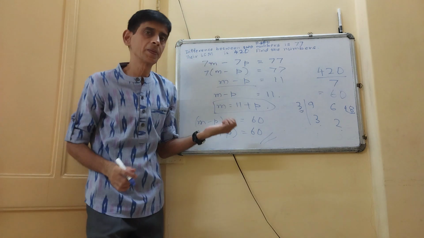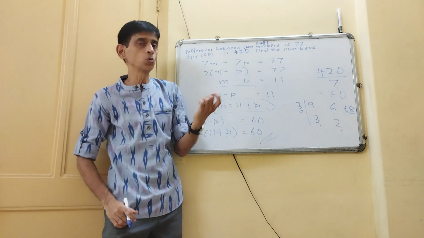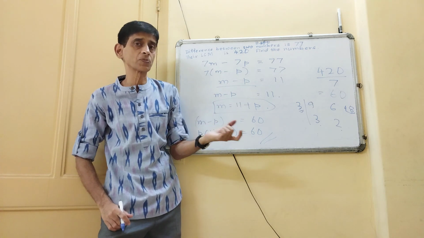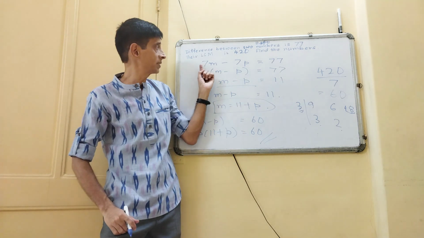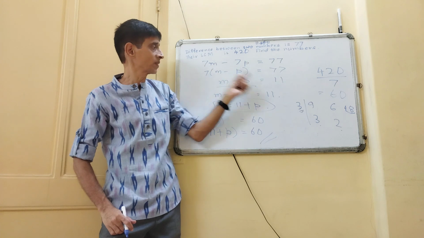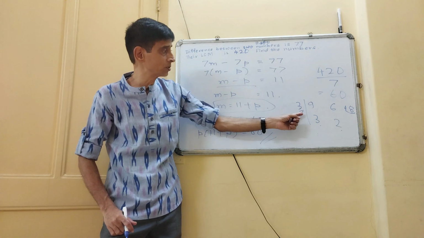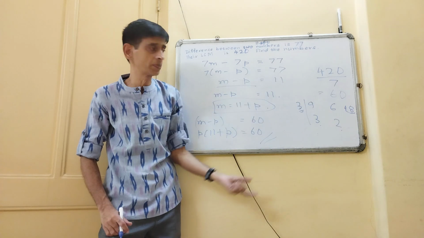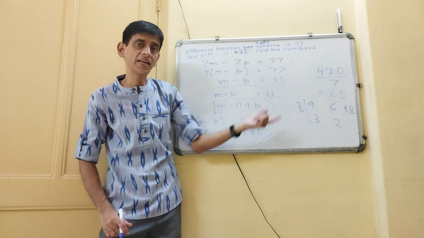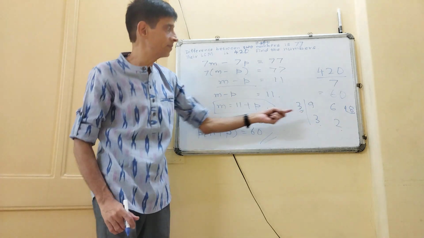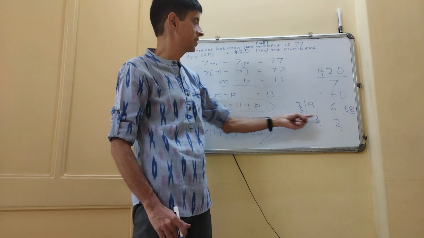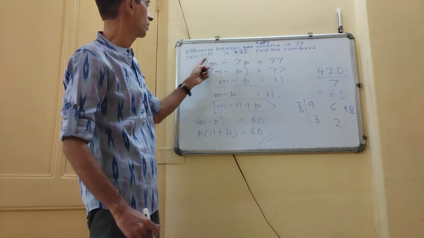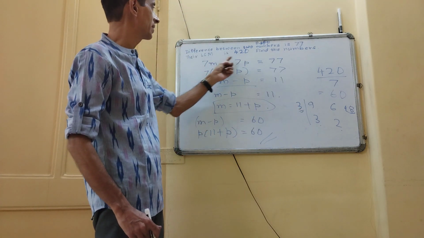Every number can be expressed, if two numbers are there, then the numbers can be expressed as some multiple of their HCF. Like I explained over here, 3 into 3 is 9 and 2 into 3 is 6. So 9 and 6 are two numbers, and 3 is their HCF. So naturally this is 3 into HCF, 2 into HCF. So I have done over here 7 into m and 7 into n.